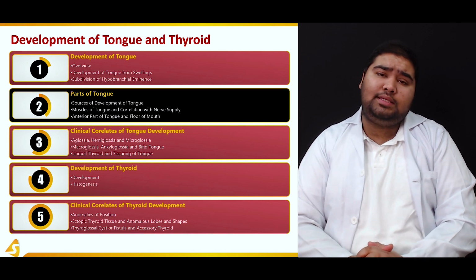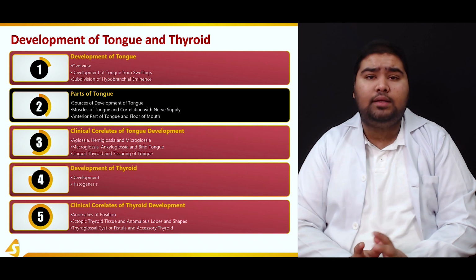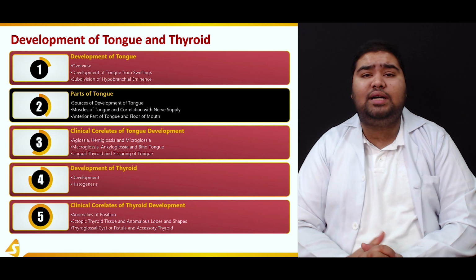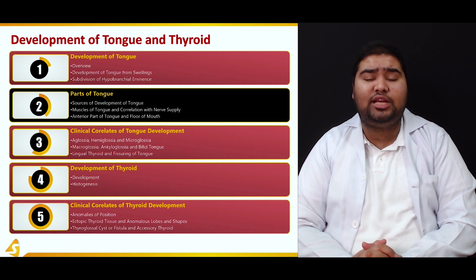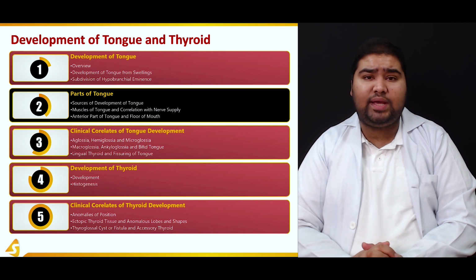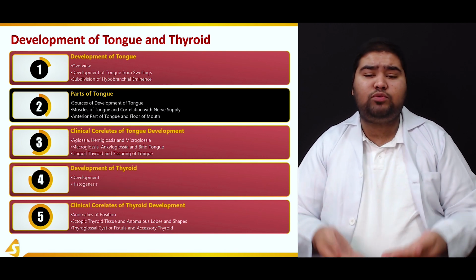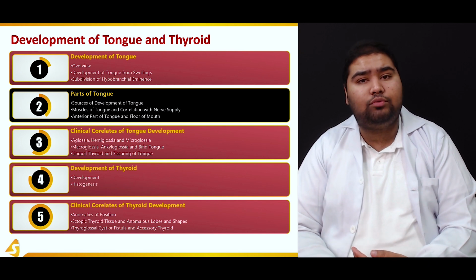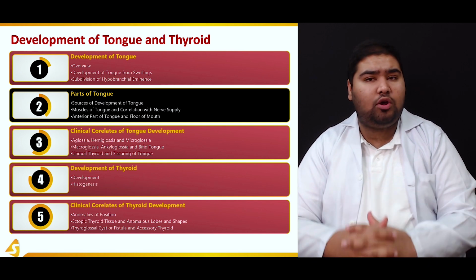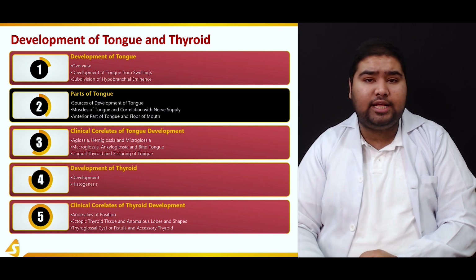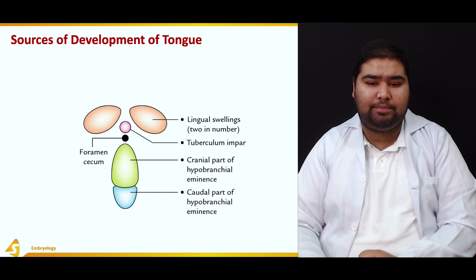Then we'll see the muscular components of the tongue, that is how various muscular components of the tongue develop and what is their relation with their embryological innervation. Finally, we'll see the relationship between the anterior part of the tongue and the floor of the mouth. So there are a lot of details going on here, but it's a very interesting section. I hope you are interested. Let's move into the section and see what happens.